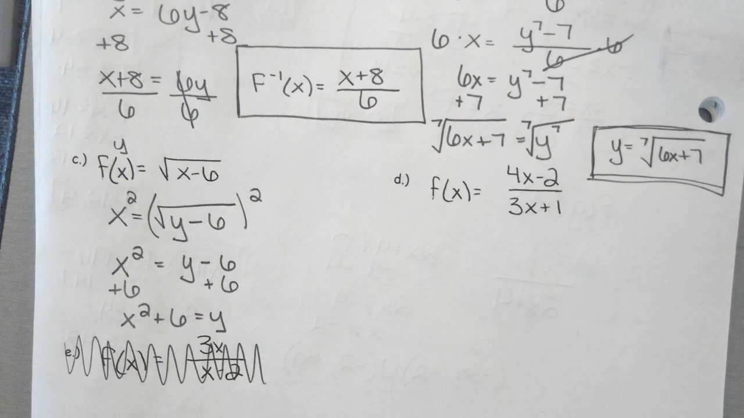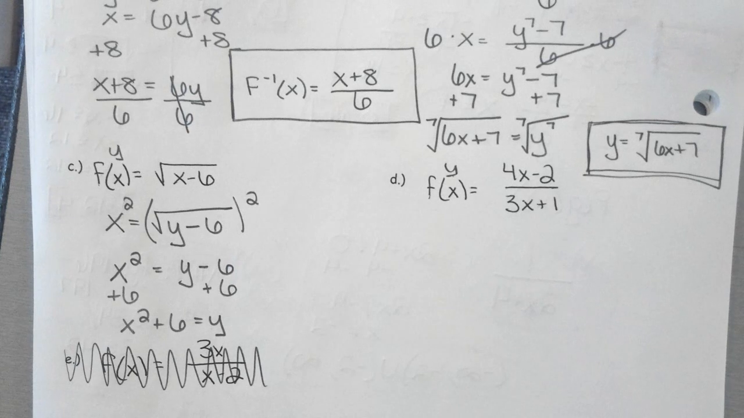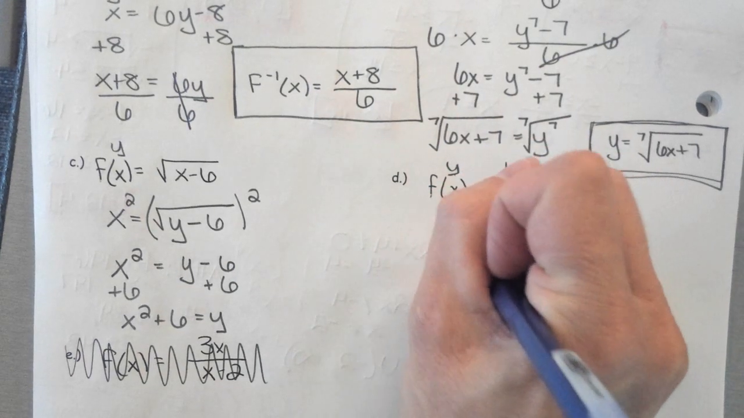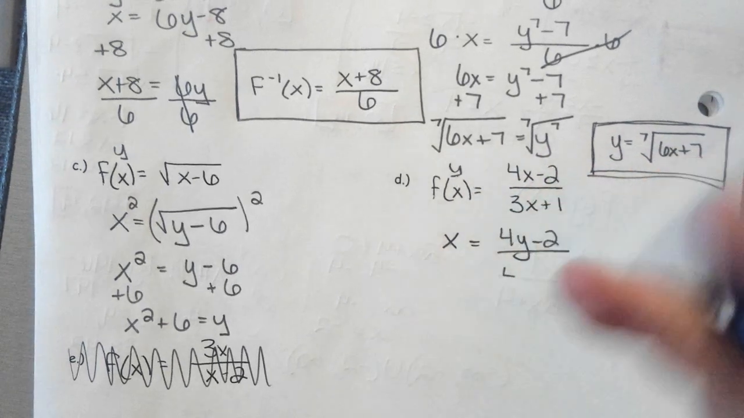All right, next one. Y equals. Let's flip x and y. What do you notice is a little bit more problematic about this one than the other? There's 2 y's.